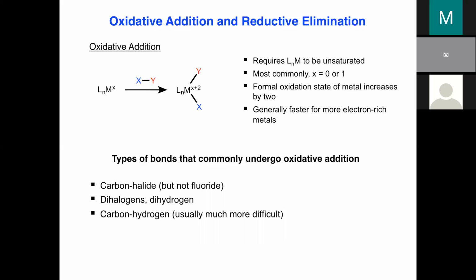Some types of bonds that oftentimes meet those criteria are carbon-halide bonds, with the exception of fluoride. Carbon-fluoride bonds almost never undergo oxidative addition, but carbon chloride, bromide, and iodide oftentimes can very easily undergo oxidative addition to an electron-rich metal center. Dihalogens, certainly, as well as dihydrogen. And there are certain times when carbon-hydrogen bonds can undergo oxidative addition. This is usually a much more difficult oxidative addition from a thermodynamic perspective, but it can happen, and it can happen in some very important catalytic processes.